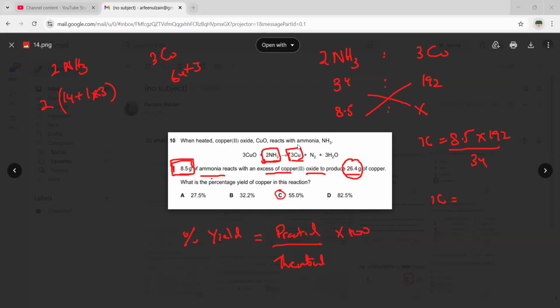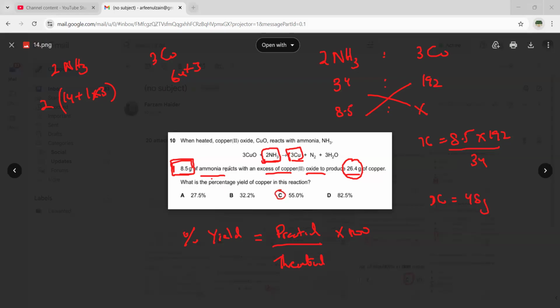You can first find the moles, then get the mass. It can be done that way as well. But because the question is a multiple choice question and the mass is given, that's why I'm taking a ratio of the mass. If moles were given, I would directly take the ratio of the moles. So according to the equation, we will get 48 grams.